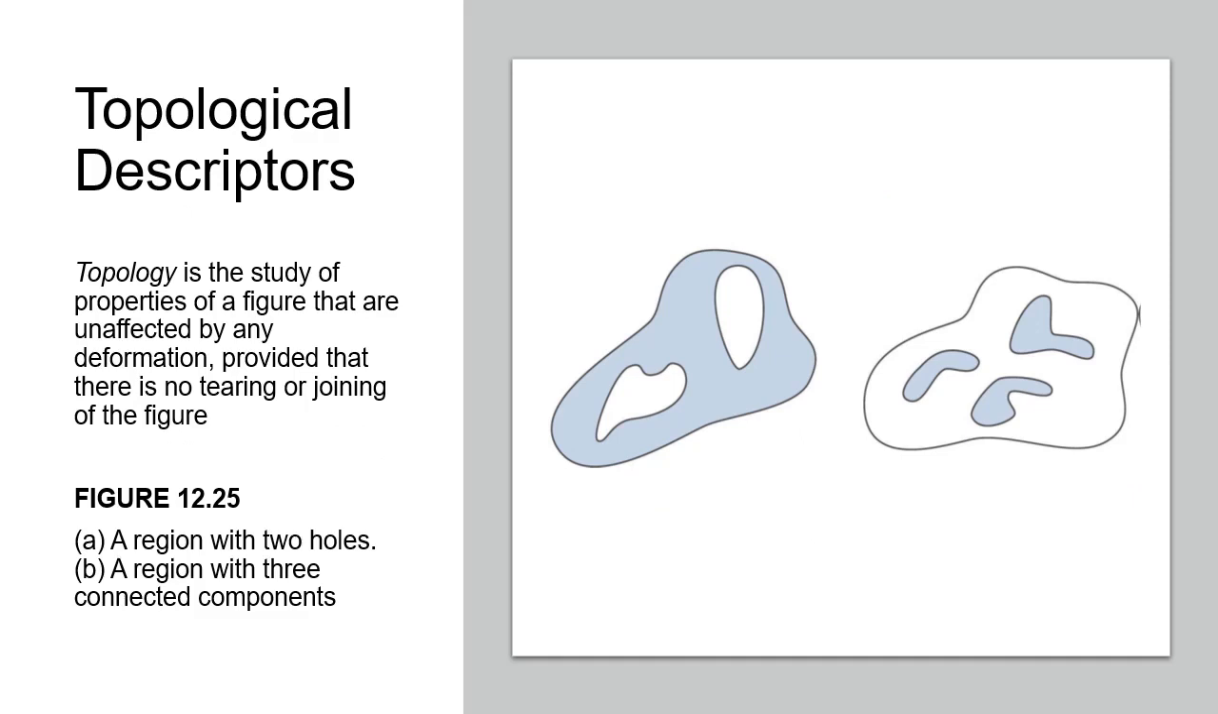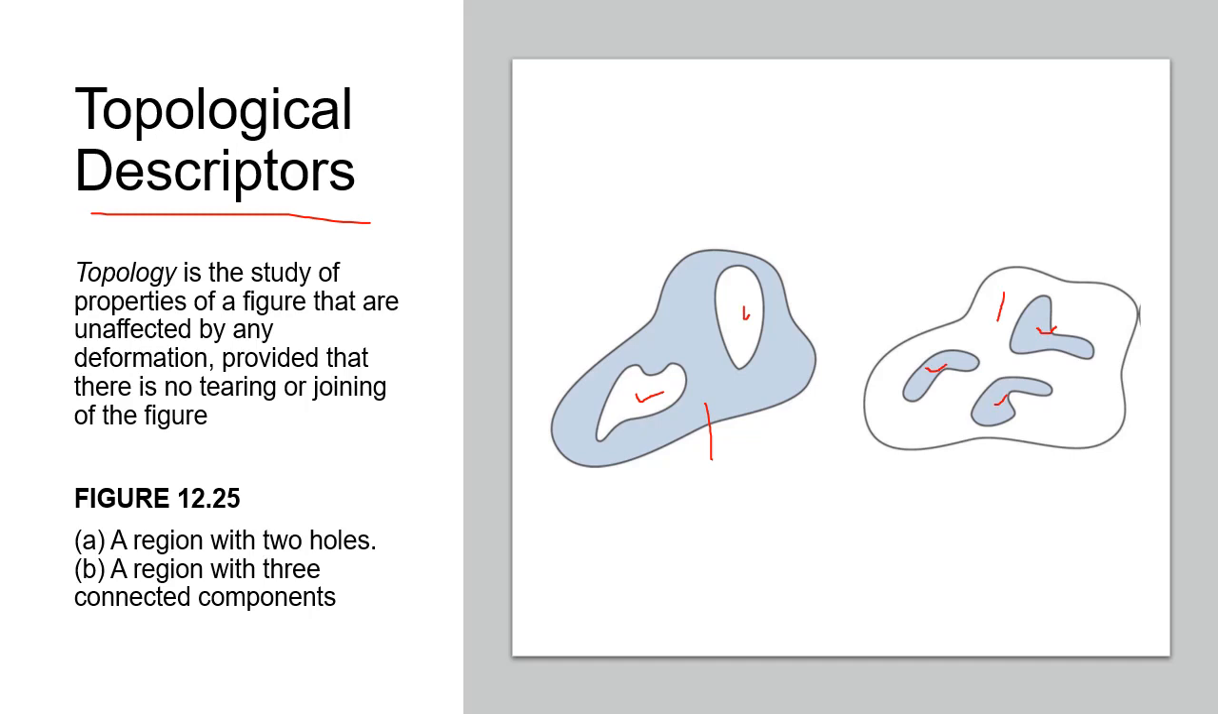Okay, continue with the topological descriptors. So the topological descriptors describe an object in terms of the connected components and the holes. So let's say we have an object on the left. It is one connected component, but it has two holes. And the other one has three holes and only one connected component.